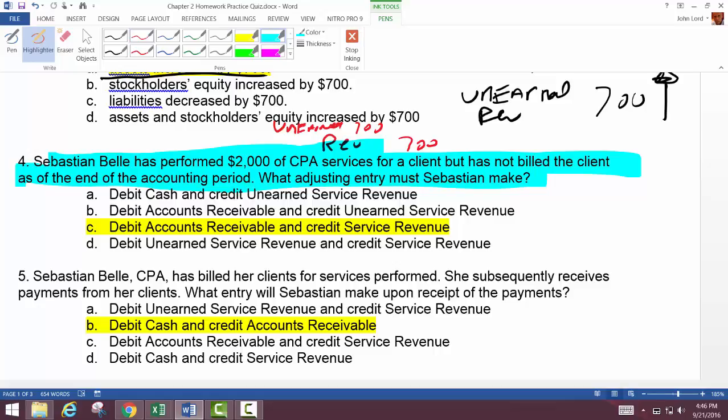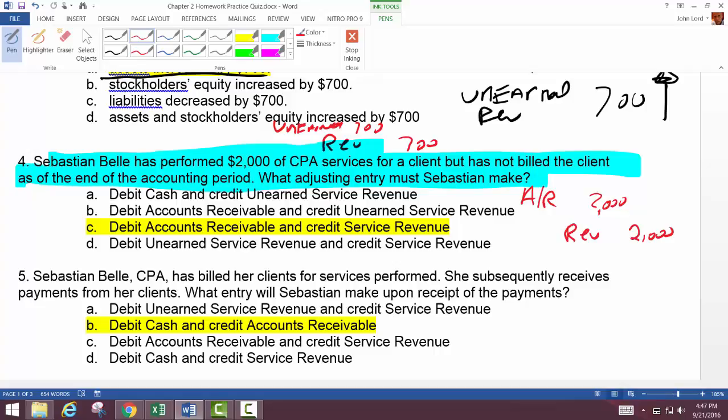So if I provided the service, can I recognize the revenue? If I provide the service, I can recognize the revenue. So I know I've got to credit revenue, what, $2,000 in this example? I have to debit something, don't I? The debit has to go to accounts receivable because I haven't received the cash yet, but I will soon, right? Hopefully this person will pay me, and I'll receive that cash soon, $2,000. I set that up as a receivable.